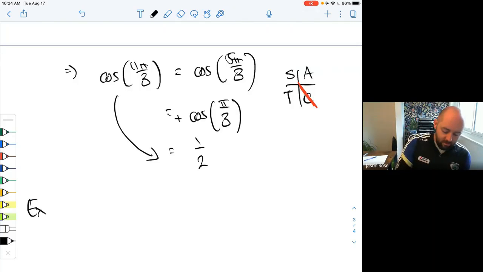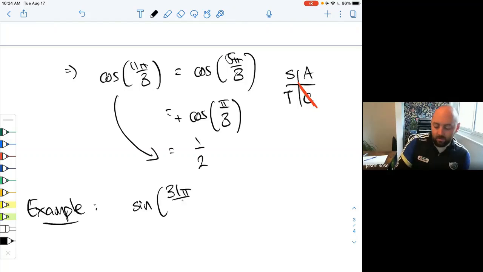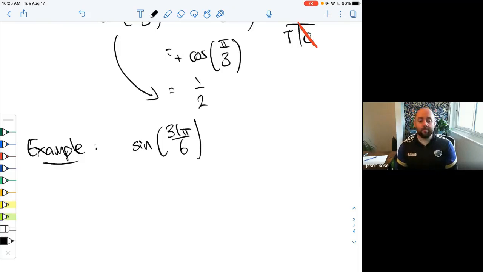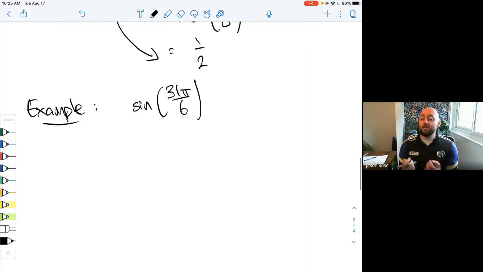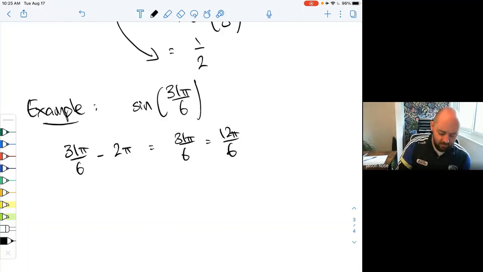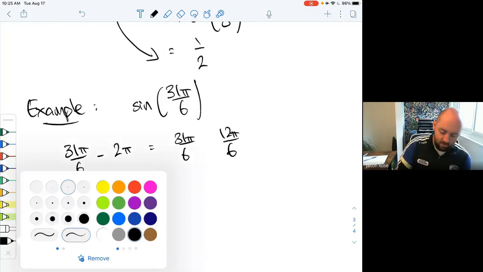So let's do sine of 31 pi over 6. Bigger angle, a little bit more complicated. So I'm going to talk through this one a little bit slowly. Let's say I only have the fact that I can add or subtract 2 pi. So what I might do first is take away 2 pi here, get in the common denominator. This is going to be taken away 12 pi over 6. Oops, sorry, I've used the wrong symbol here. That should be a minus sign.